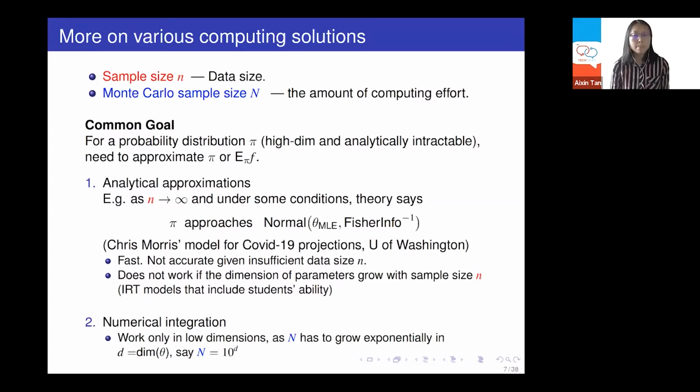Okay, next up, numerical integration. It works only in low dimensions. Basically, the method is to create a grid of points on the theta state space and evaluate the density pi on them, and use that to approximate the overall integration. The problem is that the number of grid points you have to use grows exponentially in the dimension. In one dimension, you use 10 grid points. For similar accuracy in two dimensions, you need 10 by 10, which is 100. In D dimensions, you need 10 to the power of D. And if you have an infinite interval to estimate the integral over, there's an even bigger problem.